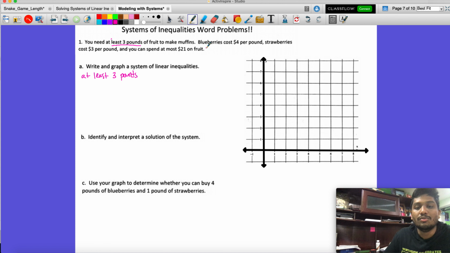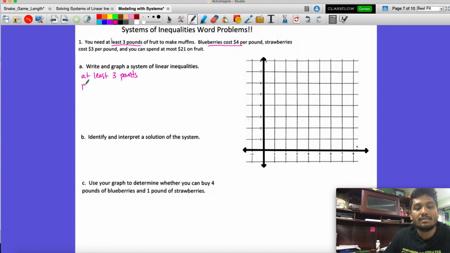Okay, blueberries cost $4 per pound, so blueberries. Oops, that's not how you spell blueberries. Berries cost $4 a pound. We have that strawberries, they cost $3 per pound. Okay, LB means pound. And then it says you can spend at most, right, $21. Okay, so it took a long time to write down strawberries and blueberries.